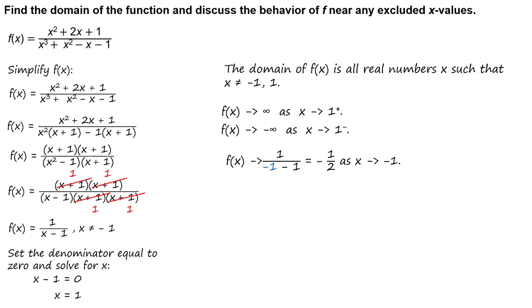To find the value the function approaches at x equals -1, substitute -1 into the simplified function 1 divided by x minus 1. You'll find that f of x approaches -1/2 as x approaches -1. Note that there is a hole at x equals -1, so the function will approach the same value on the left and right side of -1.